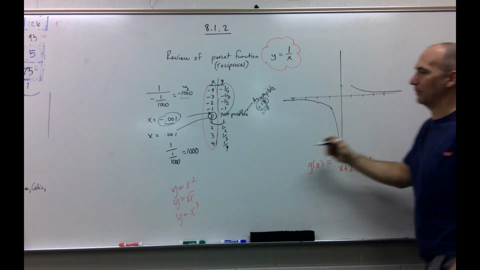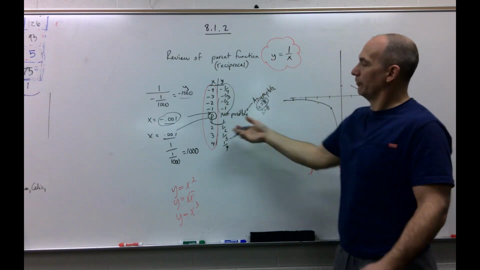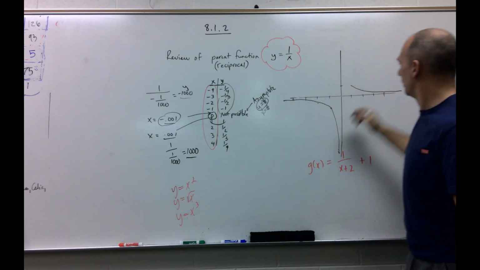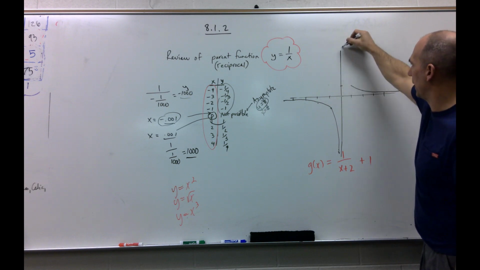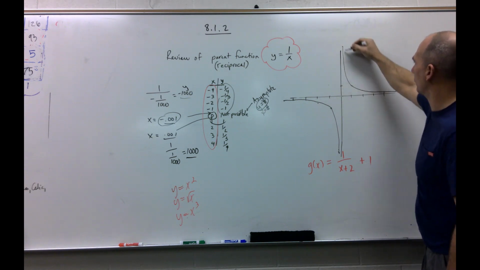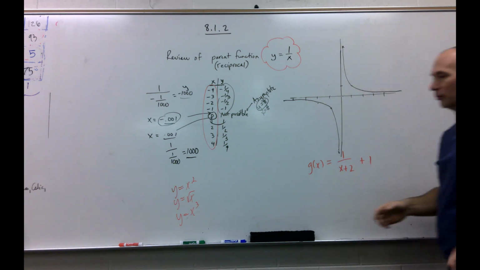So what happens? Well, I plugged in 0.001 to there, flip it, I get 1,000. So it's negative, or positive 0.001, and it's going to go way up there. No way can I actually show you what goes on, but it goes up forever. So there's the parent function.